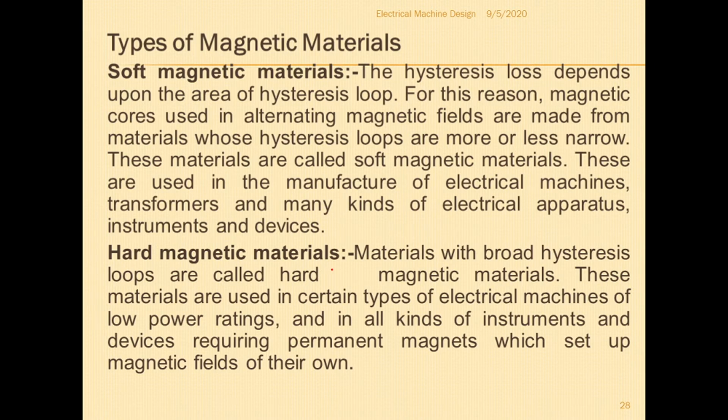Next is hard magnetic materials with broad hysteresis loops. That is category 3 in the hysteresis loop categories. The third figure, C, is called a hard magnetic material. These materials are used in certain types of electrical machines of low power rating. So in low power rating machines, you need the hard magnetic material, and all kinds of instruments and devices that require permanent magnets, which set up a magnetic field of their own. When permanent magnetic materials are used in electrical machines, that means they set up their own magnetic field, correct. So that comes under hard magnetic material.